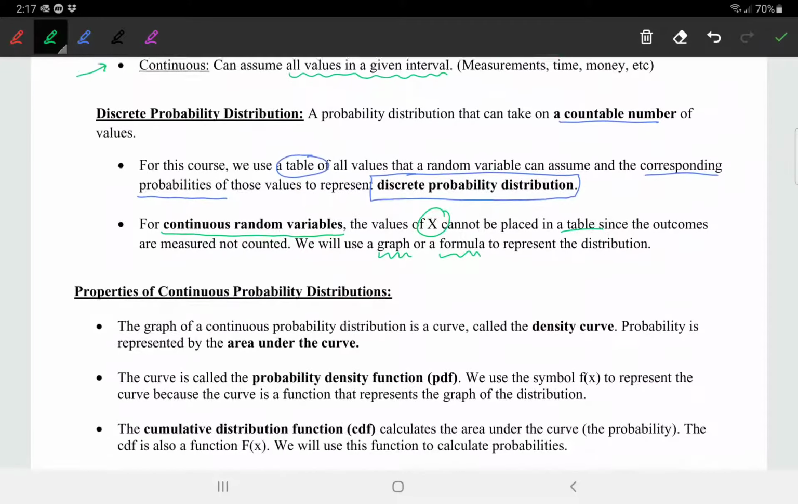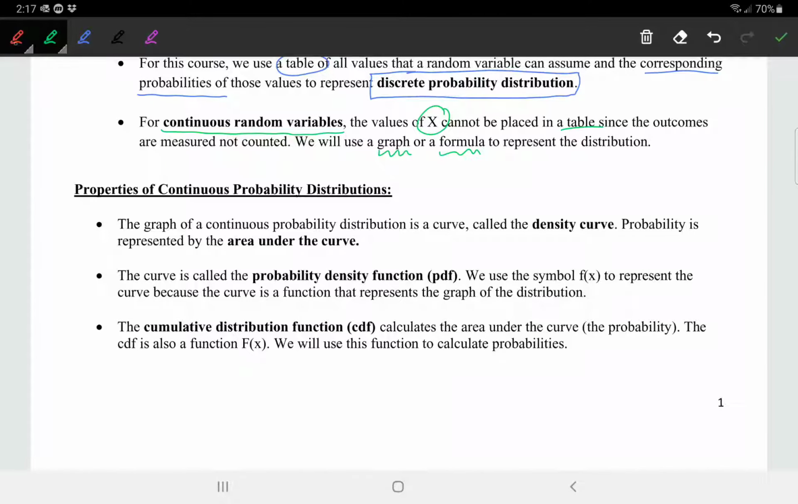But first, let's understand some properties of the continuous probability distribution. The graph that we will use for the continuous distribution is a curve. It gets called the density curve, and the probability is represented by area under that curve. We call the curve the probability density function. We abbreviate this the PDF. And we use the symbol lowercase f of x to represent this curve because it is a function that represents the graph of the distribution.